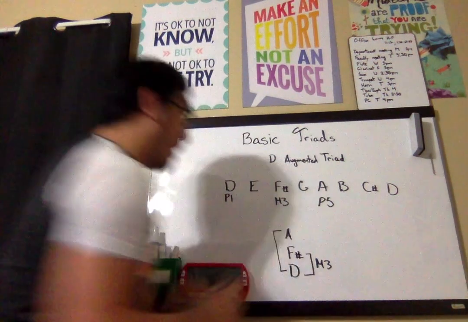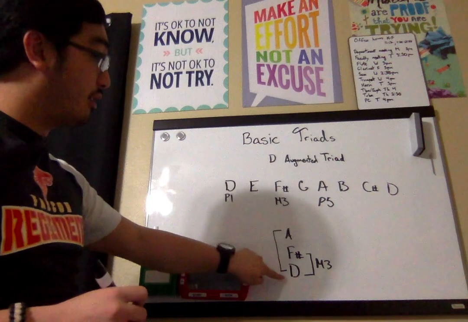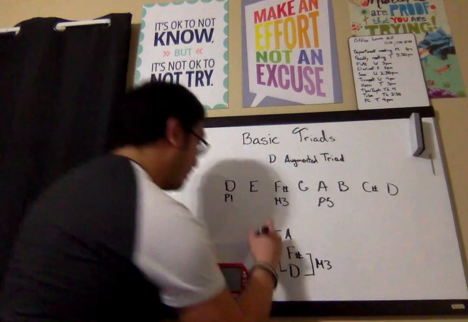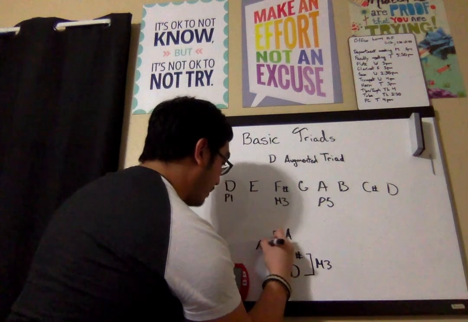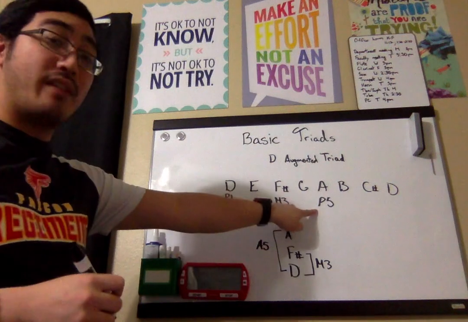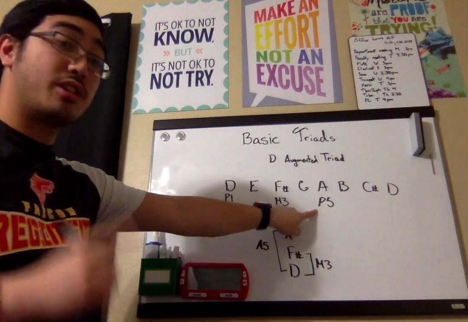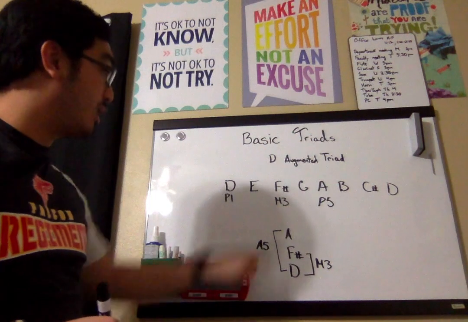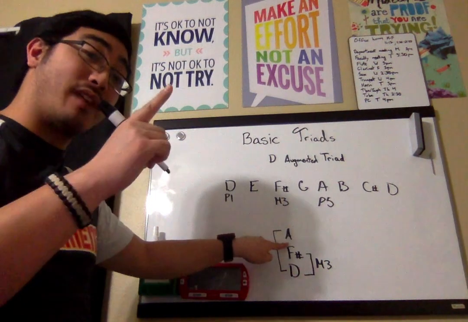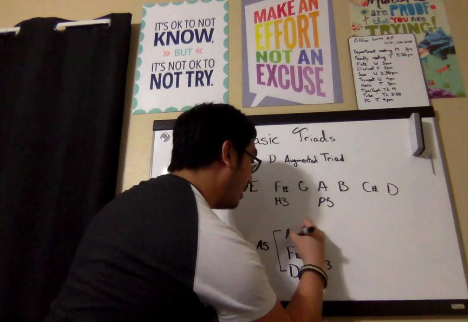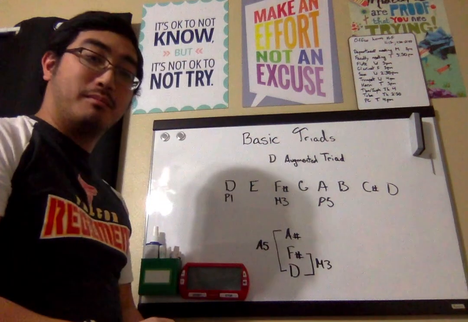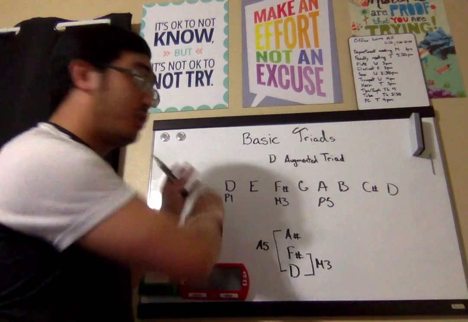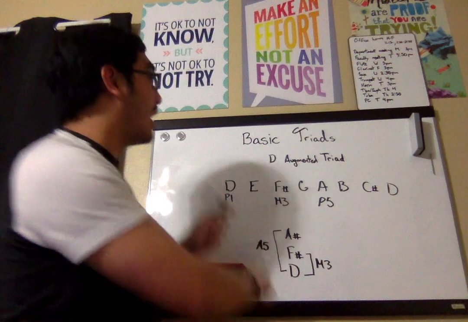For an augmented triad, we want an augmented fifth from root to fifth. Right now we have a perfect fifth. We want to go higher by one half step. So we take A natural and go up a half step, making it A sharp. This is how you build all of these triads.